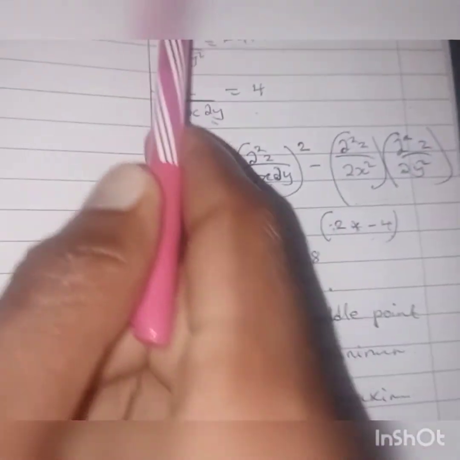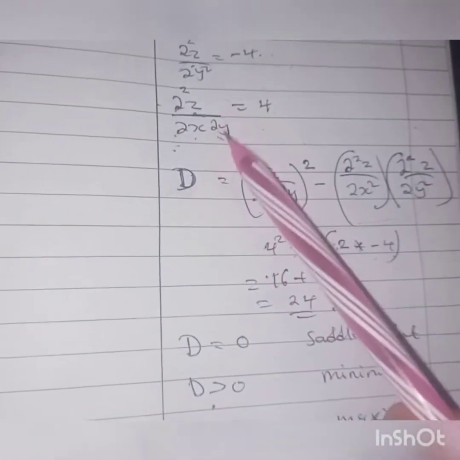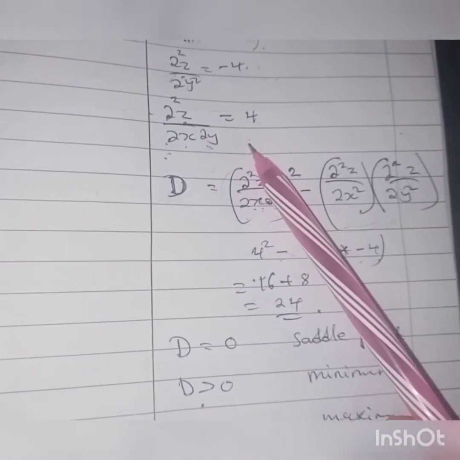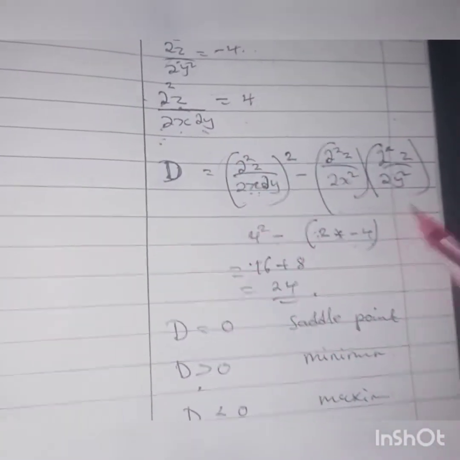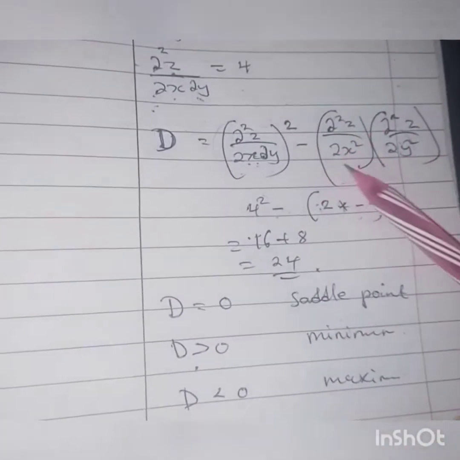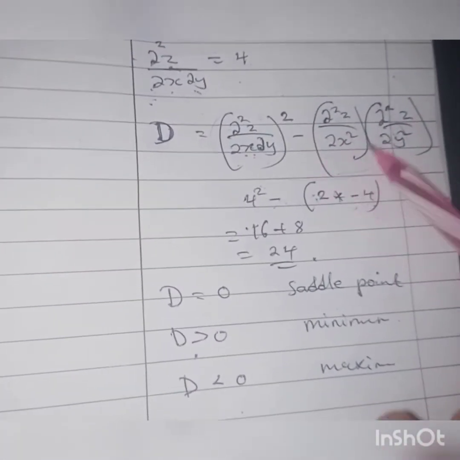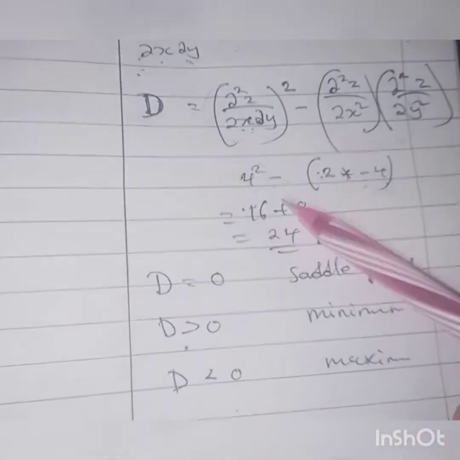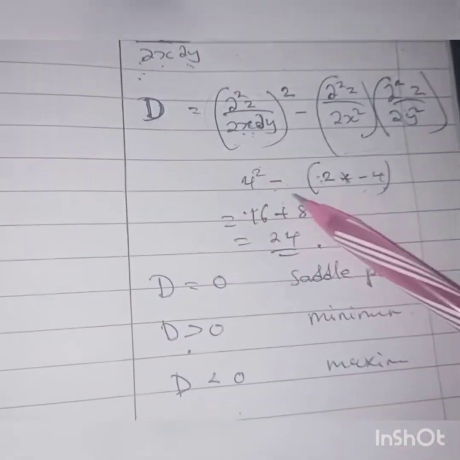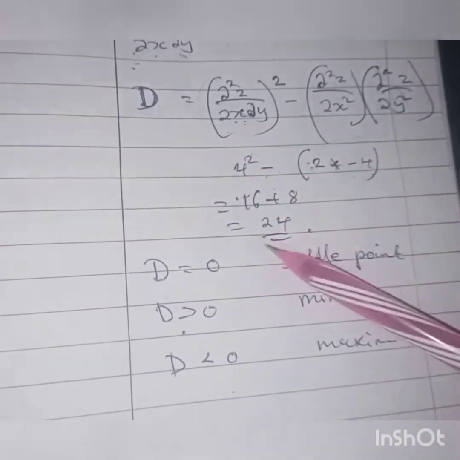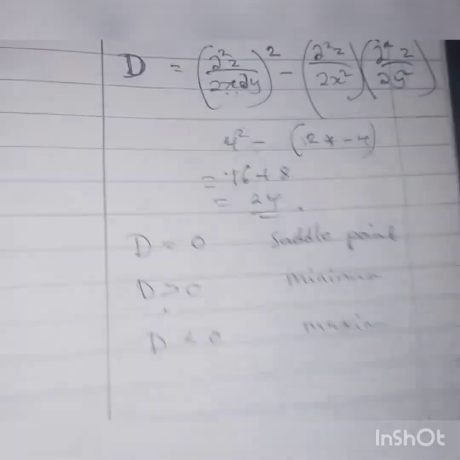When you differentiate this function with respect to y, it will be del squared z del x del y, which equals 4. Now, let's come to our formula. We take this function squared minus this times this one. We have already evaluated this function and this function here. We just substitute what we have. The result is 4 squared minus 2 times negative 4. When you put it in your calculator, the result is 24.